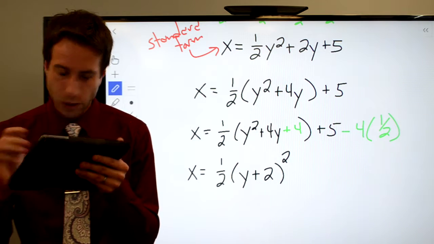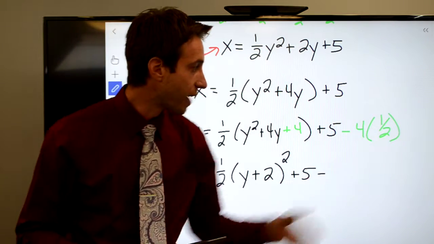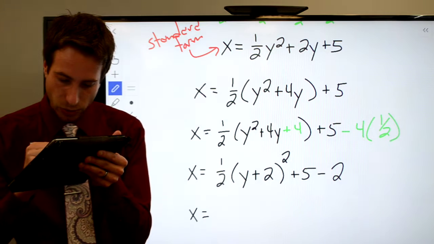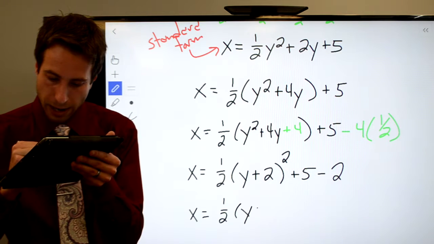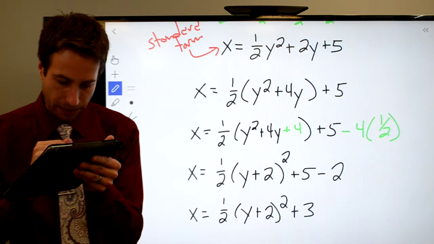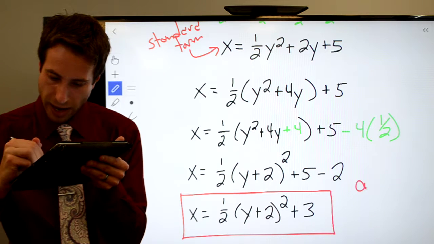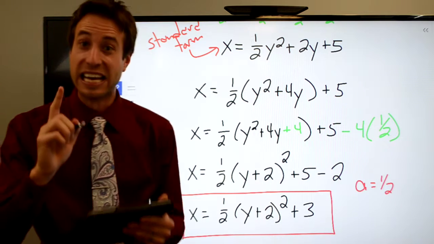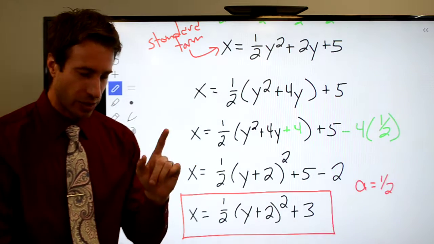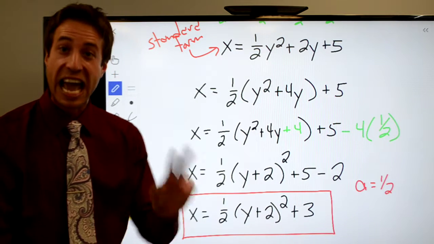Then out here, I'm going to have plus 5 minus 4 divided by 2, which would be a negative 2. And so we get x is equal to 1/2 (y plus 2) squared plus 3. This is vertex form where a is 1/2. Careful, careful. Look at your formula sheet. Got to be really, really careful of this one because it is a horizontal parabola.